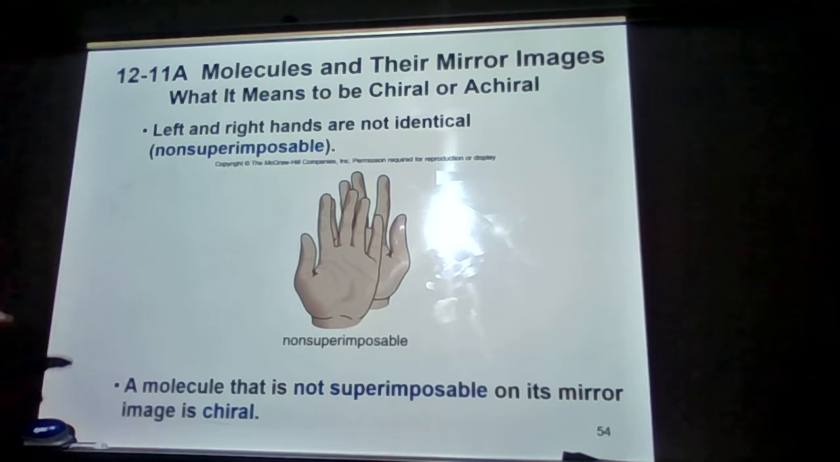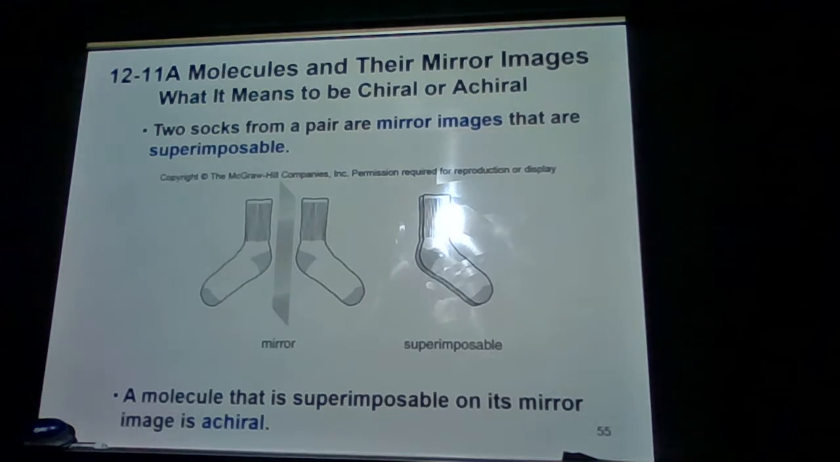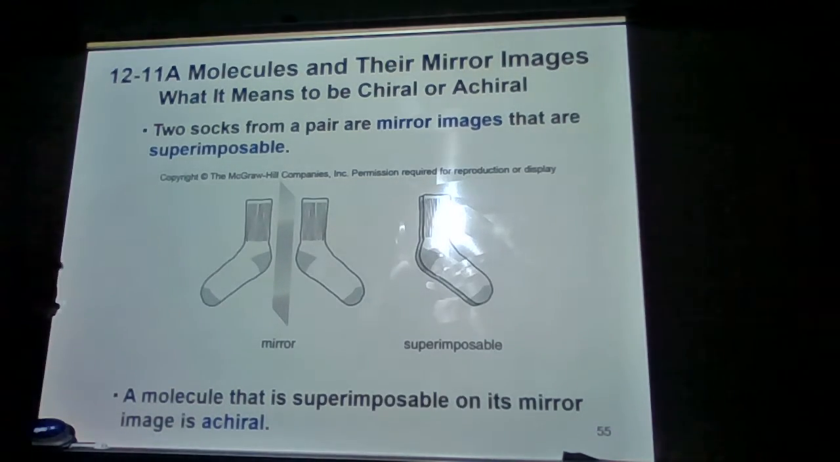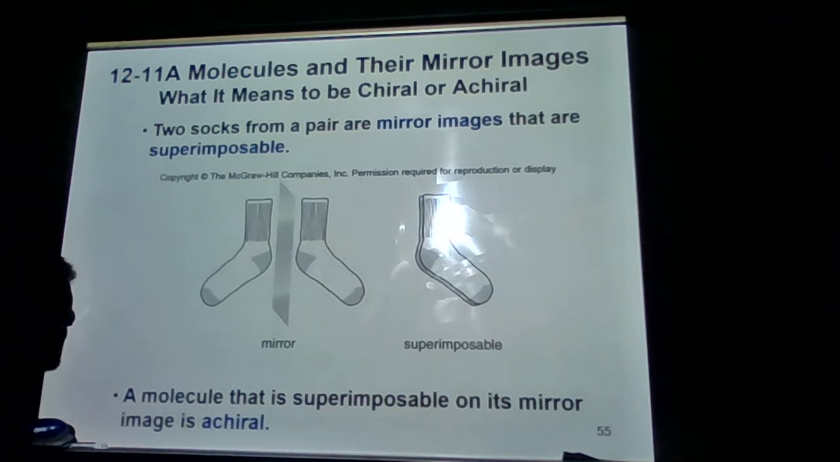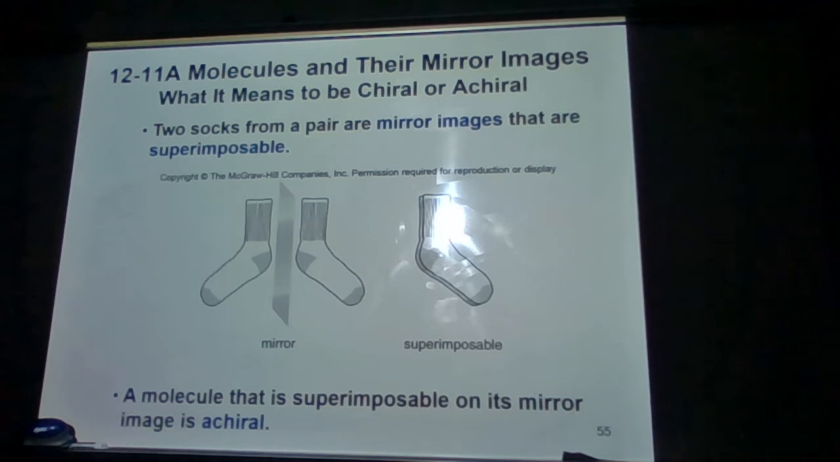We can look at the overall structure of the molecule and say that if it is not superimposable on its mirror image, that molecule is chiral. We can have two mirror images that are superimposable, like socks. These are superimposable upon one another. A molecule that is superimposable on its mirror image is achiral, or not chiral.